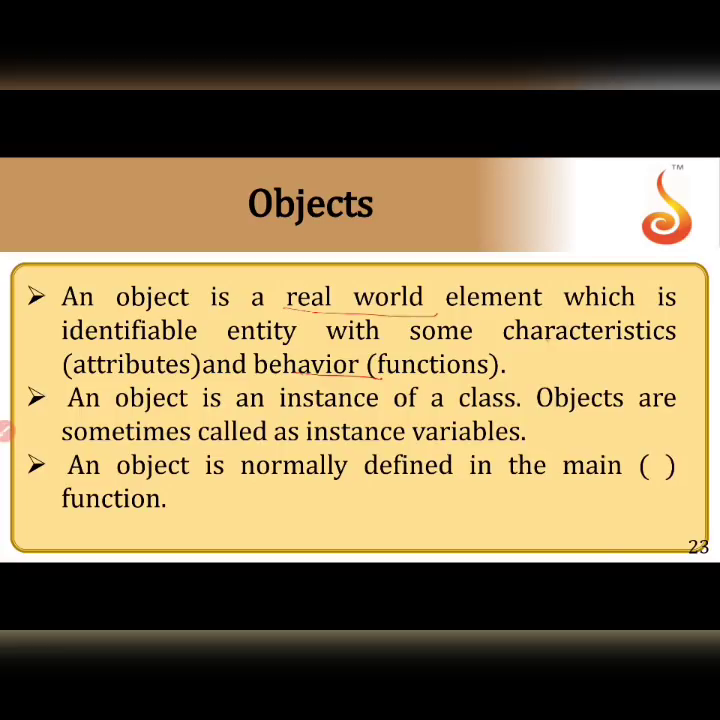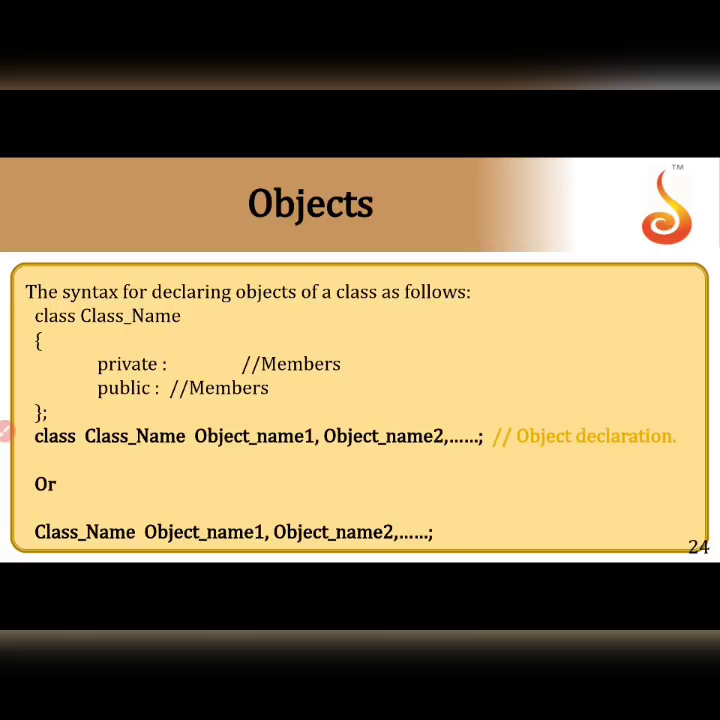In the last class only we studied with that student example what is an object and what is a class and how is it related to one another. It is also called an instance variable because it's an instance of a class. And normally an object is defined in main, but it is not compulsory. You can create an object in some other function also, but most of the time you create an object in main. Next is how do I create, that is the general syntax of declaring objects of a class.